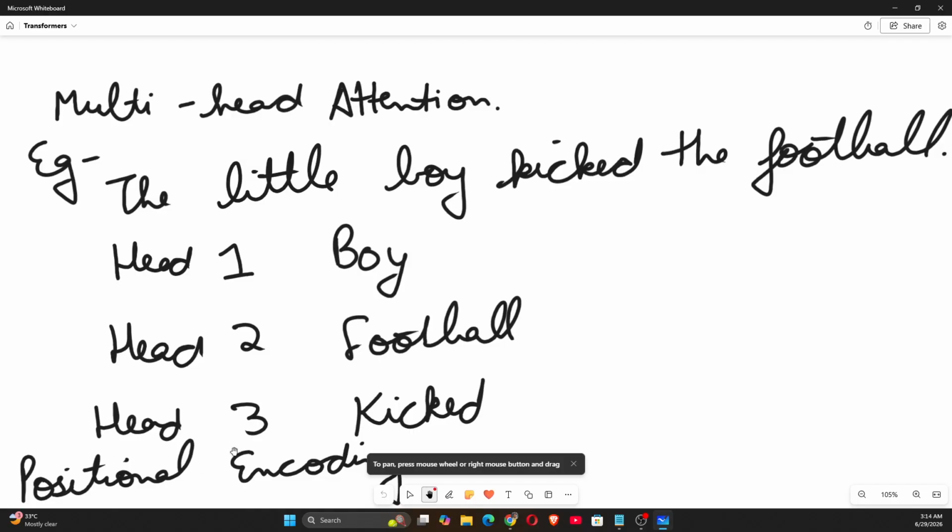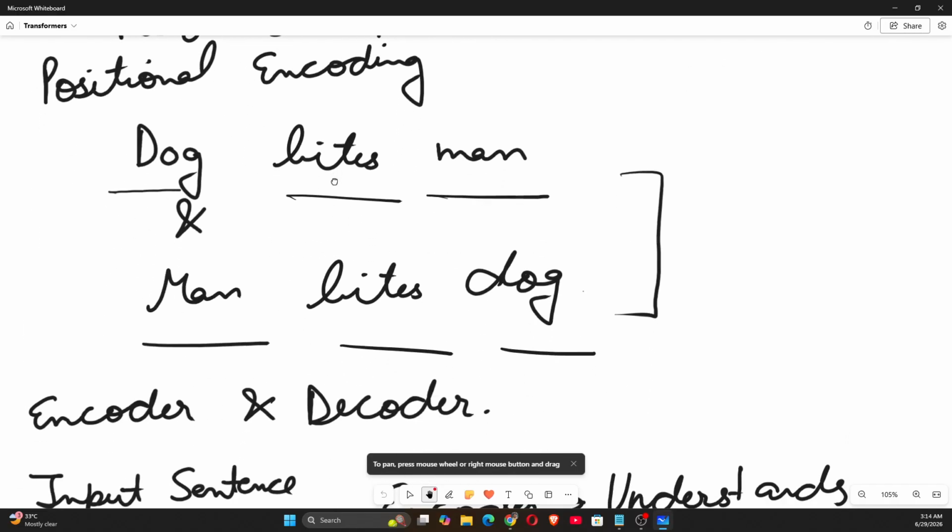Next comes positional encoding. If I take the sentences dog bites man and man bites dog, they contain the same number of words, so how will the transformer understand the difference? It does positional encoding. Same words, different meaning. It stores the location information. So transformers do that also.